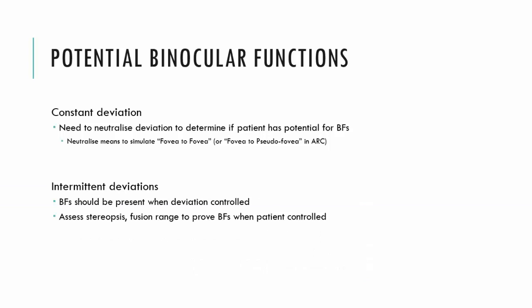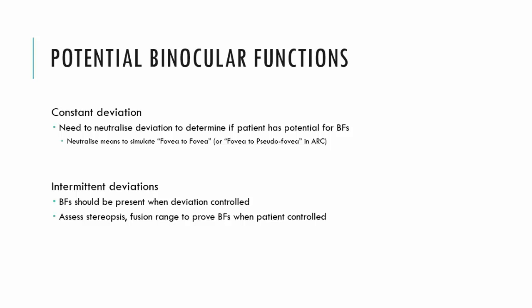So the patients we're generally performing these tests on are patients with a constant deviation, where we need to neutralise the deviation and then determine if the patient has binocular functions. And what I mean by neutralise is that we bring the patient fovea to fovea. So we neutralise that deviation in order to then work out what is their response at that point. When they're fovea to fovea, do they have binocular functions or not?